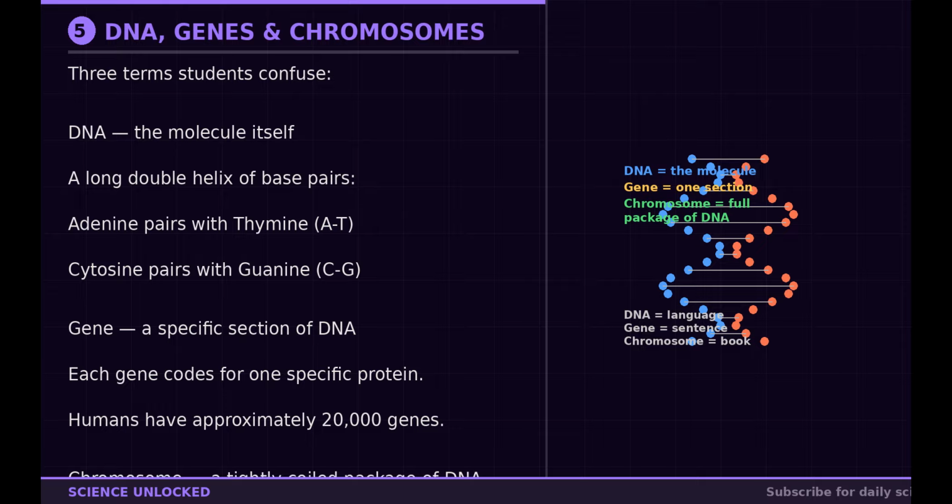Think of it this way. DNA is the language. A gene is one sentence written in that language. A chromosome is an entire book. Your genome is the complete library. Number 6.